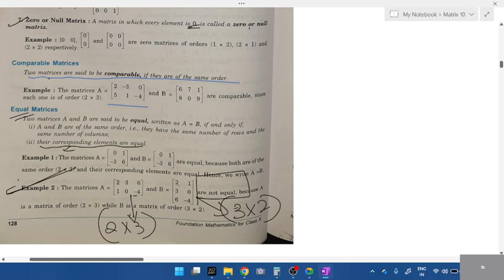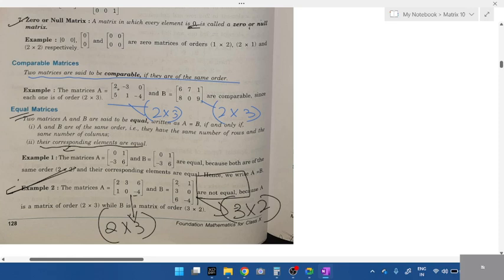Next, comparable matrix. In a comparable matrix, only the order should be same, not the elements. Elements can be anything. Look at this order. It is 2 into 3, 2 by 3. Even this is also 2 by 3, which means the number of elements are equal, students. That is known as comparable matrix. Make a note, right? Comparable: order should be equal. Same order. Elements can be different.